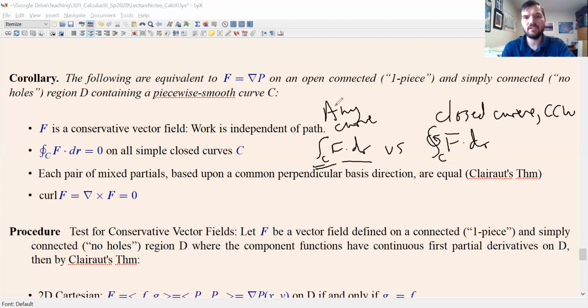So any curve, any orientation can be described in terms of integral sub C. A closed curve with counterclockwise orientation is described with a closed circle around that integral, and it's representing not necessarily a circle, but a closed path oriented counterclockwise. And if F is conservative, then work is independent of path. And if you're starting and stopping at the same point, then your work is 0. There we go.